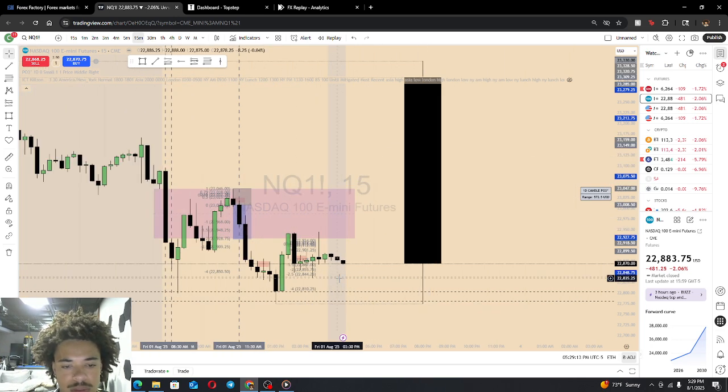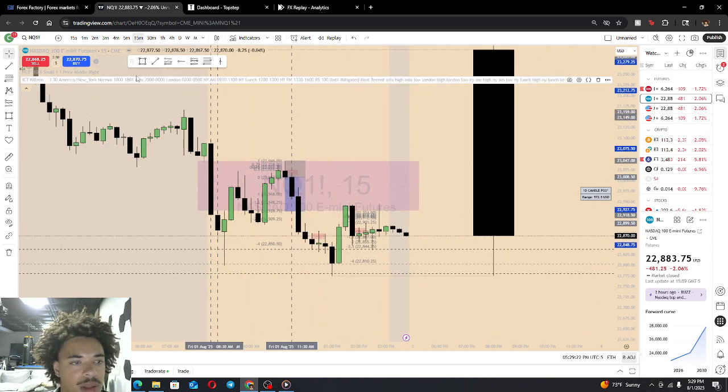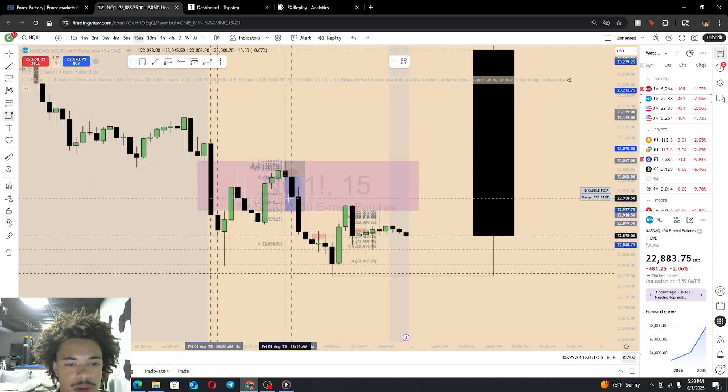Wait, no, that's not the right trade. It would have been in here. I think it was this leg right here. Yeah. Okay. So same thing. We're in a 15-minute fair value gap.